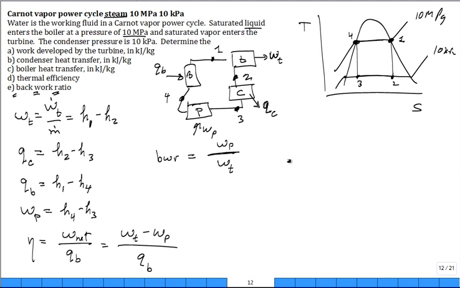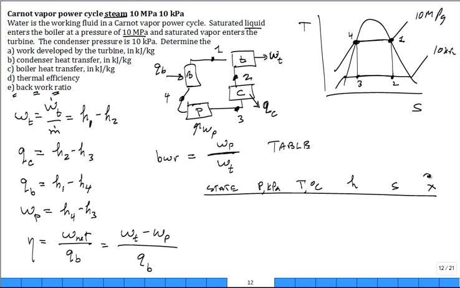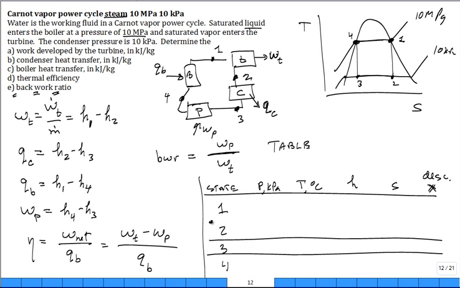What I encourage you to do is make a table to help organize your property calculations. And the table would be something like this. Have a state, have maybe the pressure in some units, maybe kilopascal, temperature in some units, degrees C, working with steam. Maybe an enthalpy value, an entropy value, or a quality or a description. Something like that. And then I have states 1, 2, 3, 4 just to help organize, because sometimes you get lost. What do I know? What do I not know?